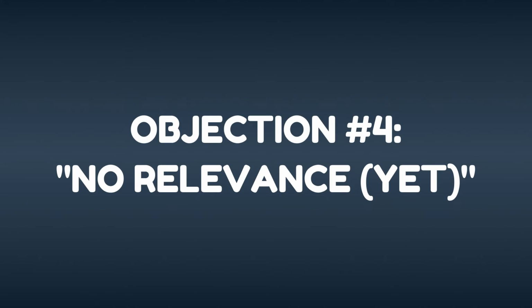Objection number 4. No relevance yet. This objection has a lot of forms. Our audience may, for example, look for some product or service for the future, not intending to buy it here and now. Another form is when the audience regularly needs our products or services in principle, but not now because the need has been already closed for the near future.